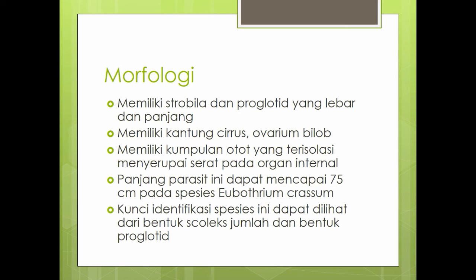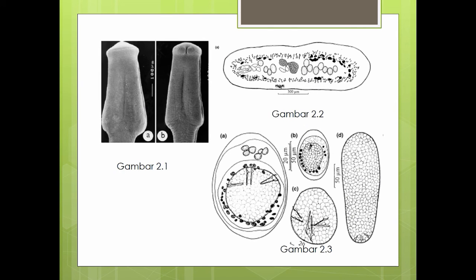The key to identification: this species can be seen from the form and number of proglottids and scolex. And this is a picture of the parts of Eubothrium sp. For figure 2.1, letters A and B are scolexes. Figure 2.2 is part of the cross-section of mature proglottids of Eubothrium sp. And figure 2.3, letters A and B are eggs, C is an oncosphere liberated from an egg, and D is a metacestode.